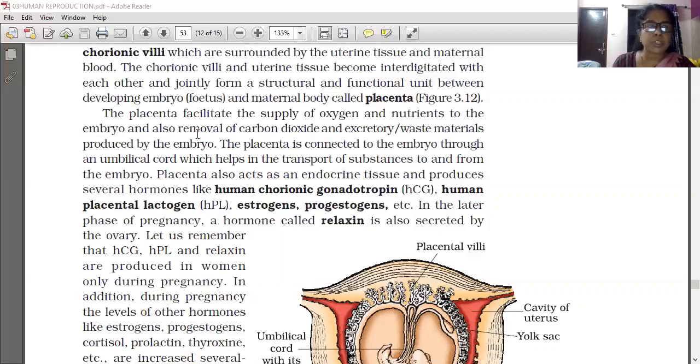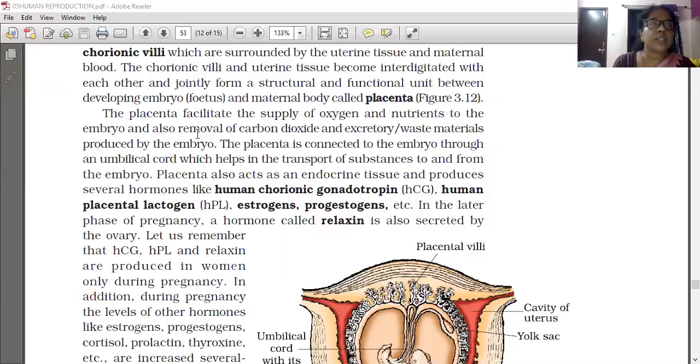The placenta is a connecting structure between mother and fetus. It facilitates supply of oxygen and nutrients to the developing embryo, and at the same time it removes carbon dioxide and excretory waste material produced by the embryo. The placenta is connected to the embryo through an umbilical cord, which helps in the transport of substances to and from the embryo.